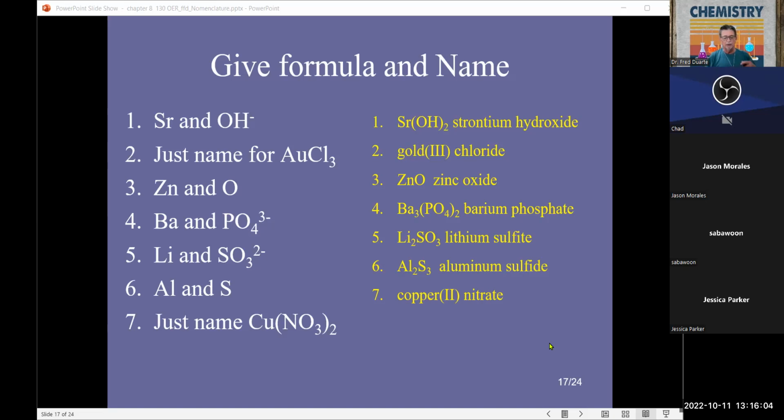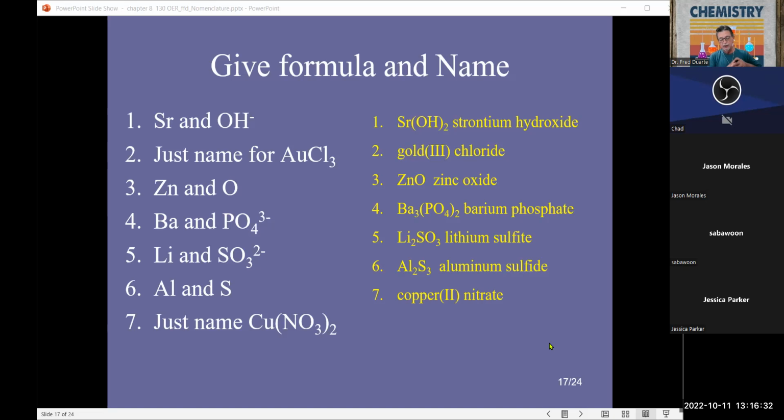The first one was the formula we did. The name was strontium hydroxide. Number 2 was gold(III) chloride. Number 3 is the formula ZnO, which has the name zinc oxide. Notice we use no Roman numerals for the metal because it's part of the group 2, has a constant oxidation number. We know it is always a +2, therefore we don't need to use Roman numerals for zinc, or for that matter, strontium.